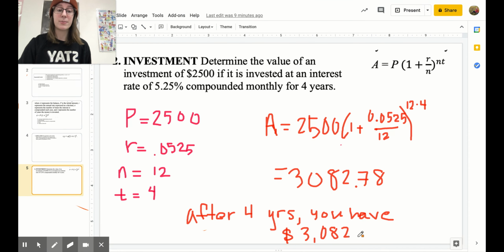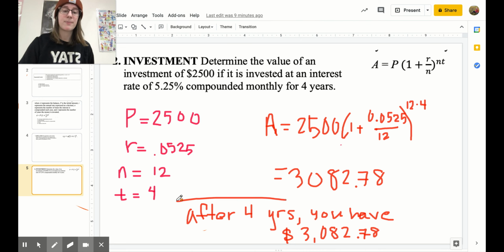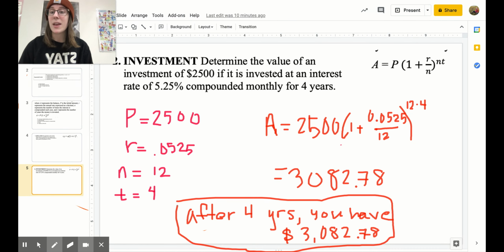That's a pretty good deal because you've made about, over $500, $580, over 580. It's a pretty good investment. Free money. We like free money. And that's your answer. And that's how you do those problems.